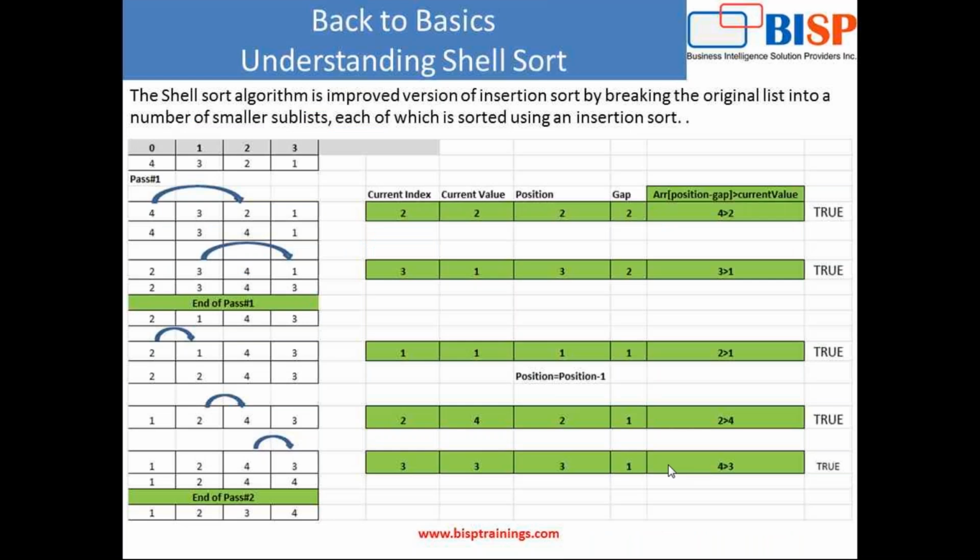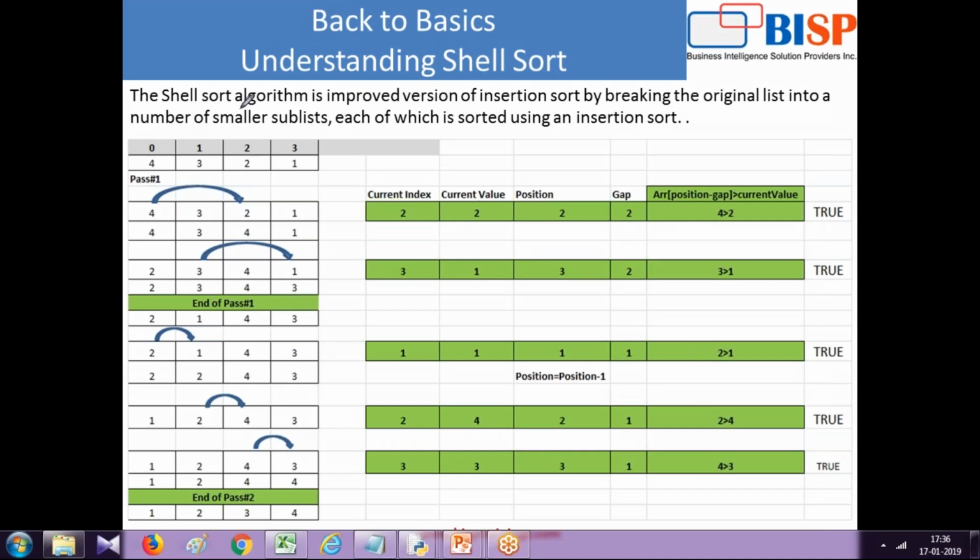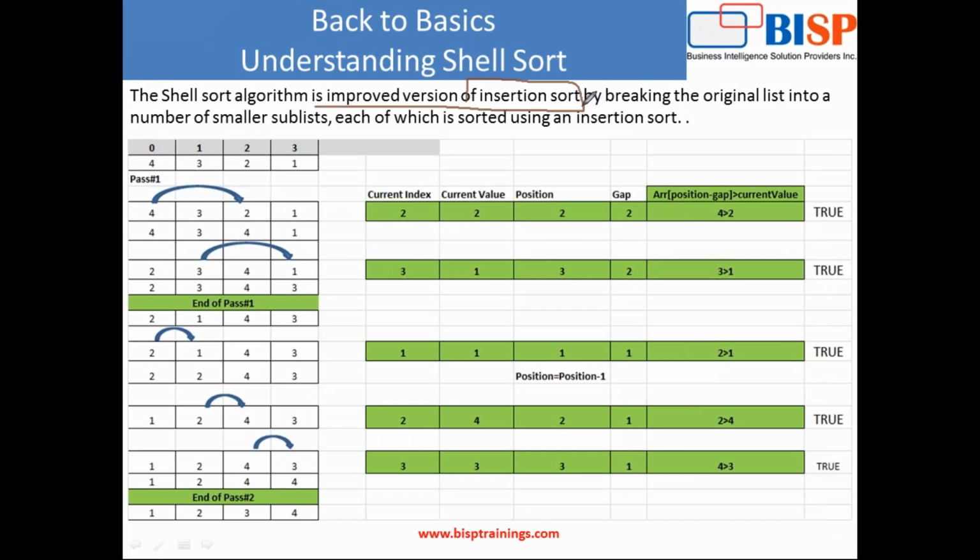So the formal definition of shell sort is an improved version of insertion sort, right? You split this entire array into small chunks depending upon the variable gap in our example, and then you apply insertion sort on top of that, right?